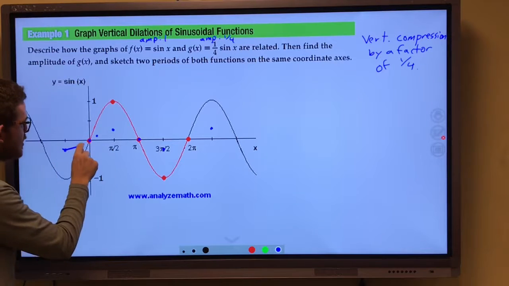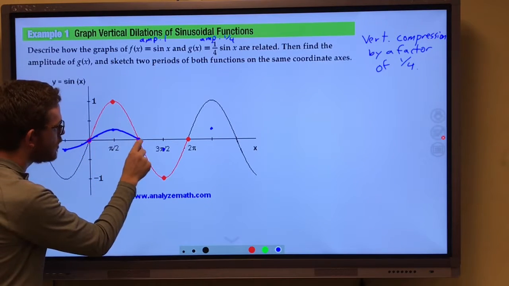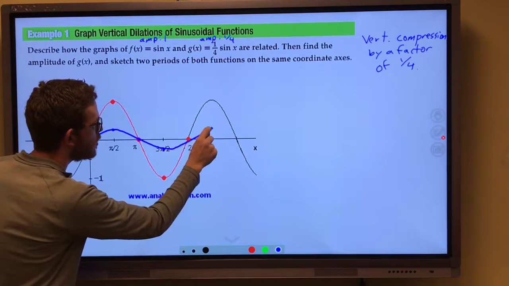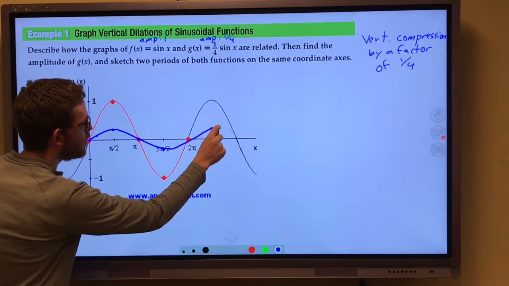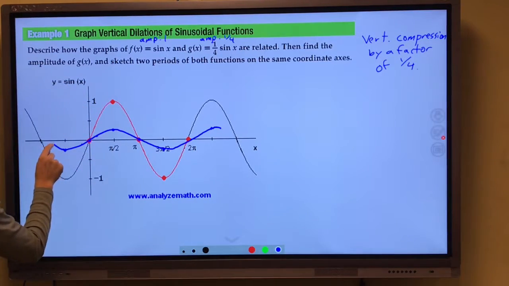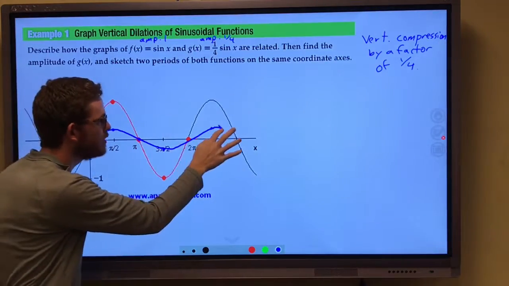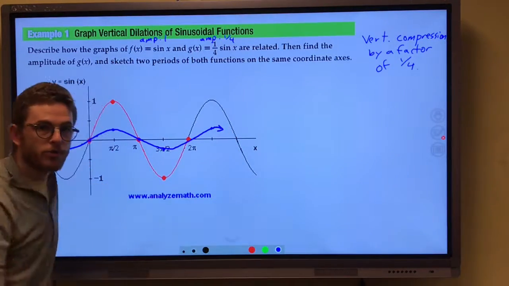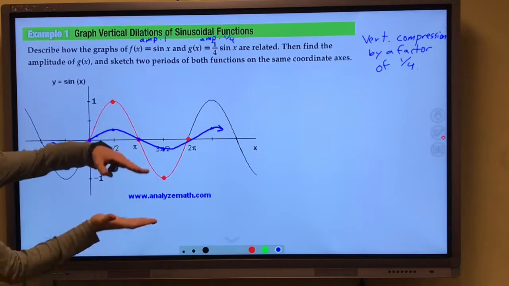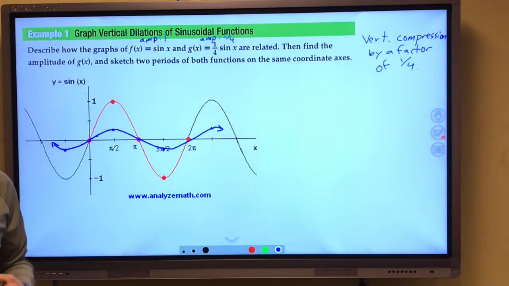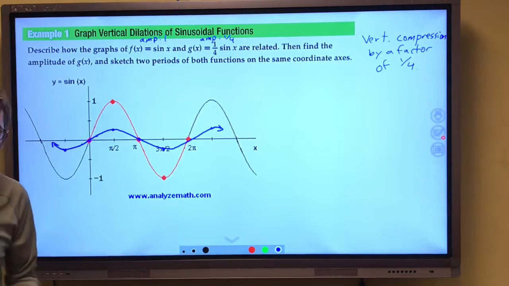So when we connect these, we still have that same function. It's still going to continue in both directions, but all the outputs have been compressed. It is a vertical compression by a factor of a fourth here.